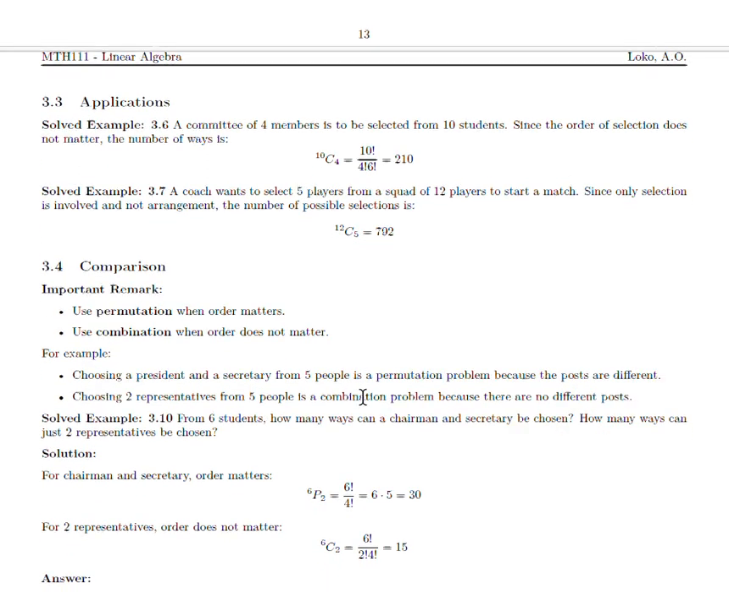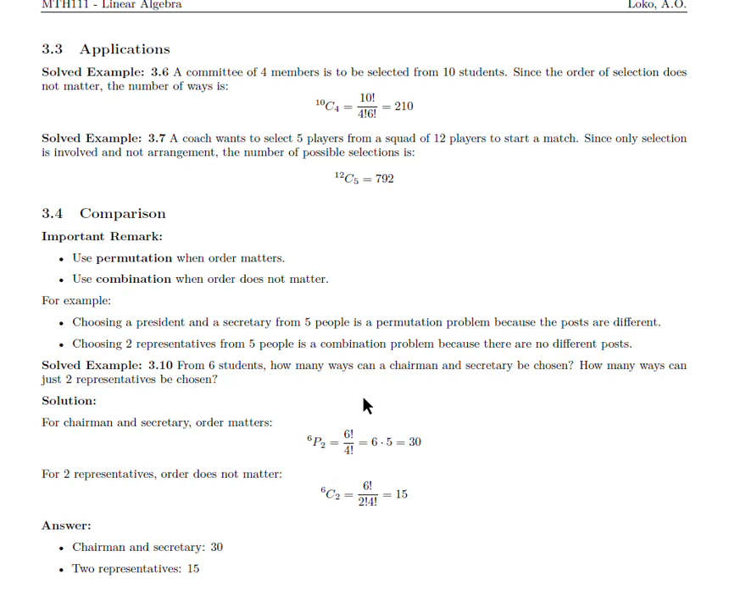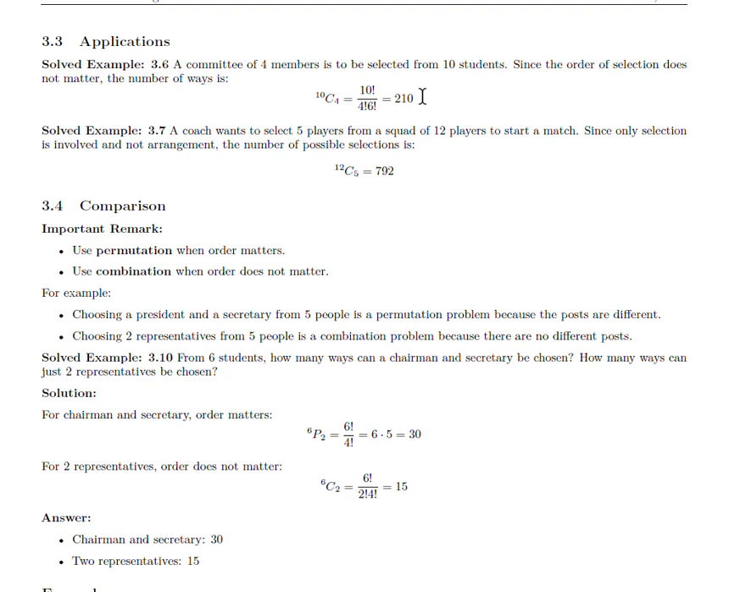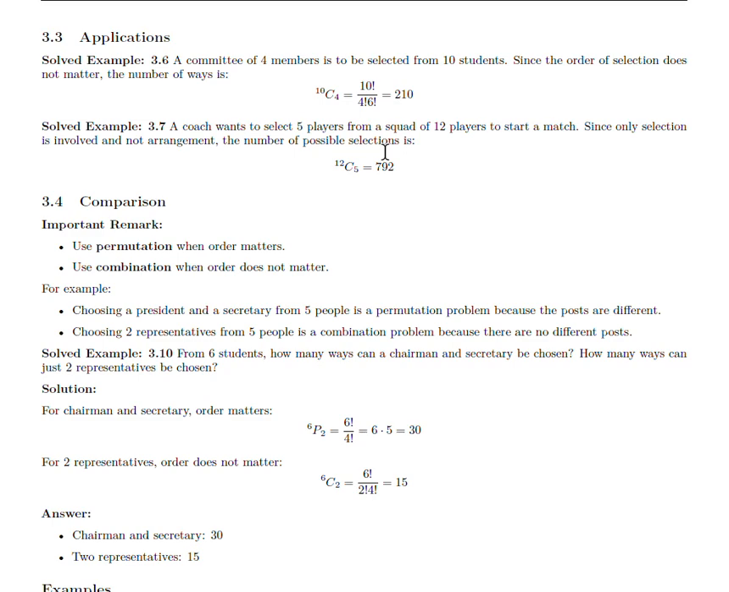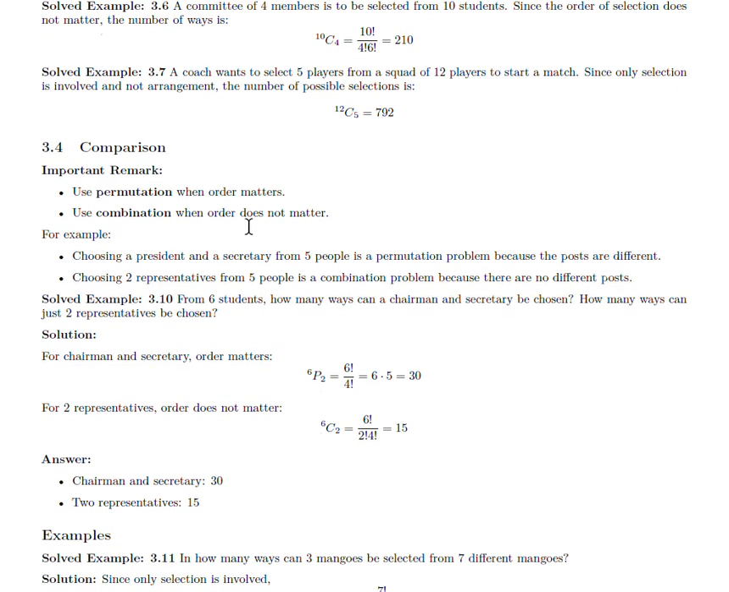A committee of 4 members is to be selected from 10 students. Since the order of selection does not matter, the number of ways is 10 combination 4. I want to select 4 students to be on a committee out of 10 students. It's simply 10 combination 4. So we can do that in 210 ways. You can make that selection of 4 students out of 10 in 210 distinct ways. That's what we're saying in essence. This next example is also similar. You can read it through by yourself.